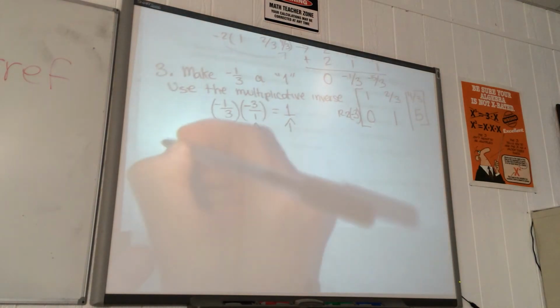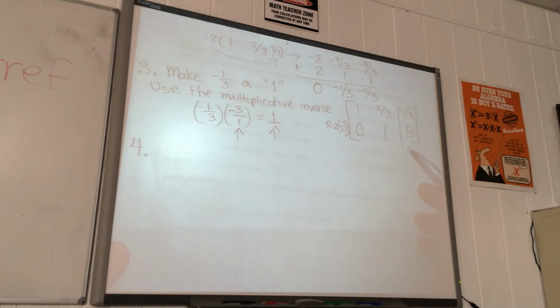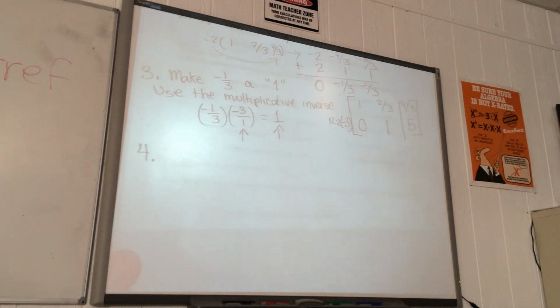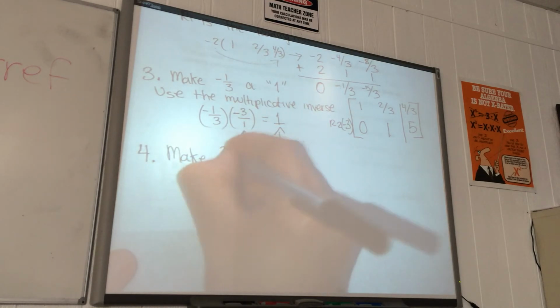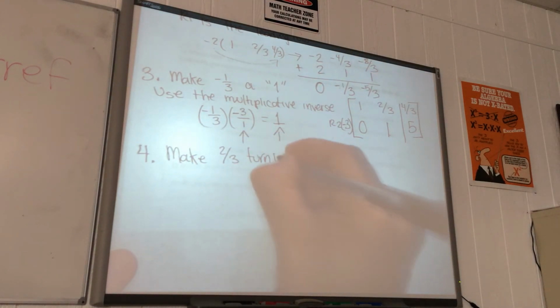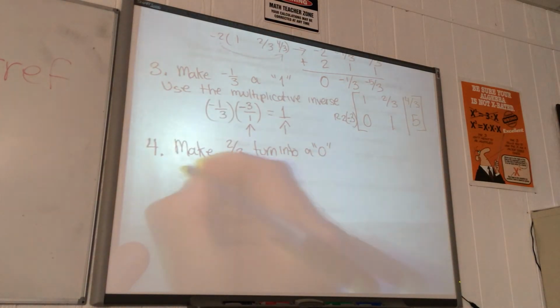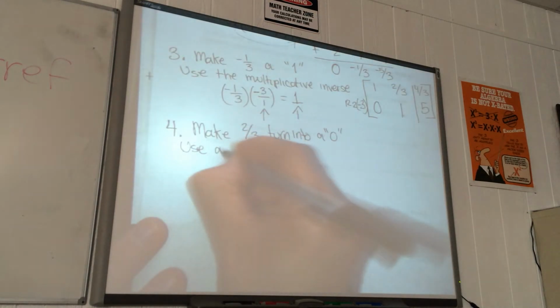Now our fourth step, we already made that 1. What is left for us to do? Turn this 2/3 into a what? Okay, so make 2/3 turn into a 0. So to do that, we're going to use the additive inverse.